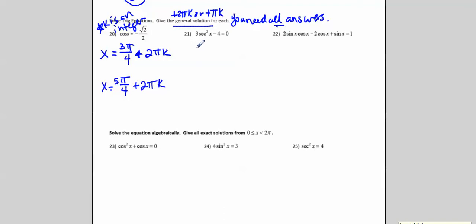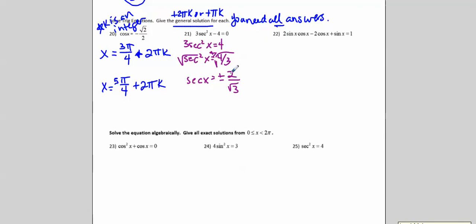Okay, in 21 we need to isolate the secant. So I have 3 secant squared x equals 4 after I add 4 to both sides, and then divide by 3 on both sides. So I have secant squared x equals 4/3. And then when you square root both sides, you need to remember the plus or minus. So I'm going to do square root and plus or minus square root. So I get secant x equals plus or minus, the square root of 4 is 2, and over the square root of 3.